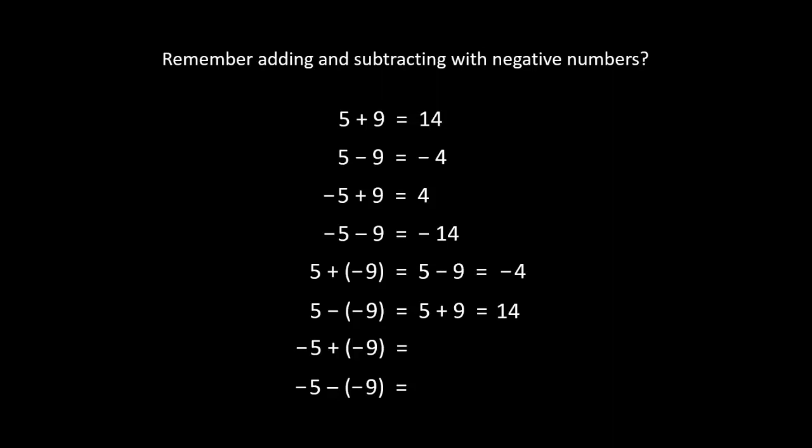Minus 5 plus, in brackets, minus 9. Well, the plus minus is the same as a minus. So the plus and the minus in front of the 9 work out to be an overall minus. So we've got minus 5 minus 9, which is minus 14. And the last one, minus 5 minus minus 9, well that's minus 5 plus 9, which is 4. So remember, minus and minus is the same as a plus.